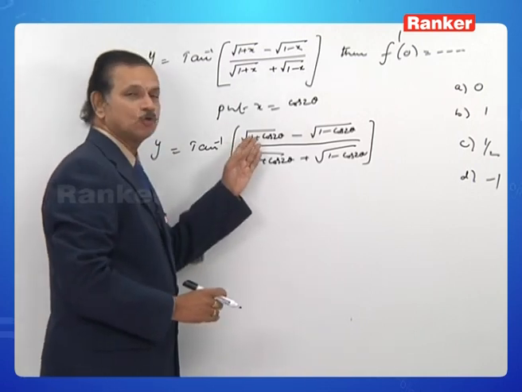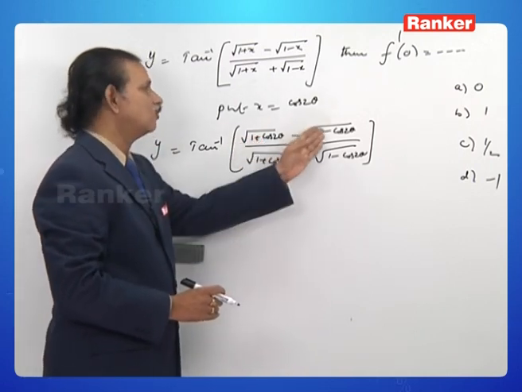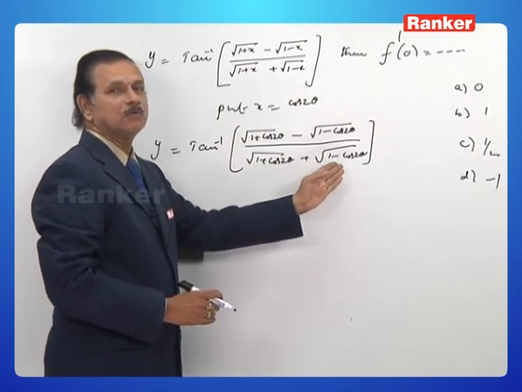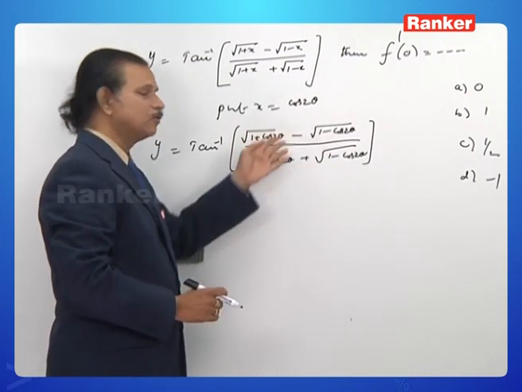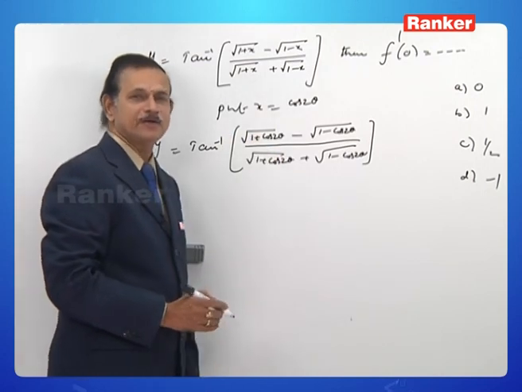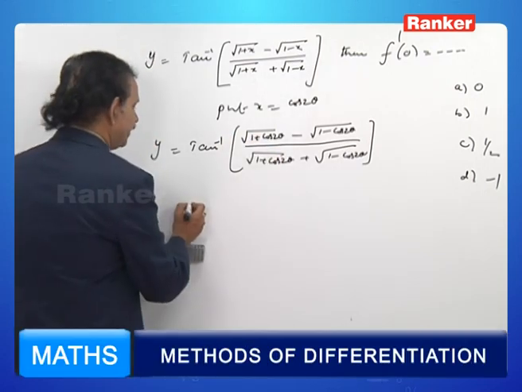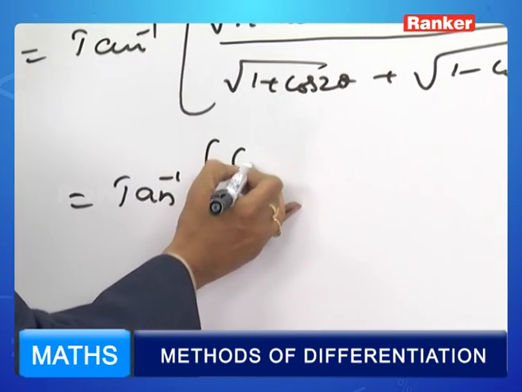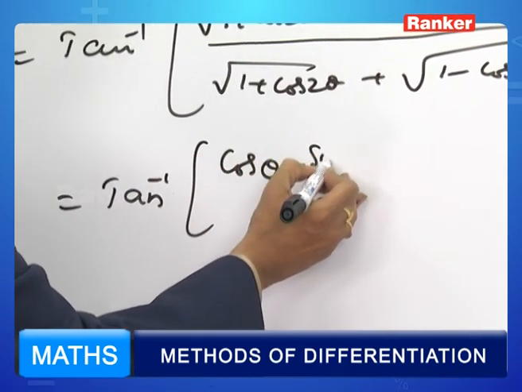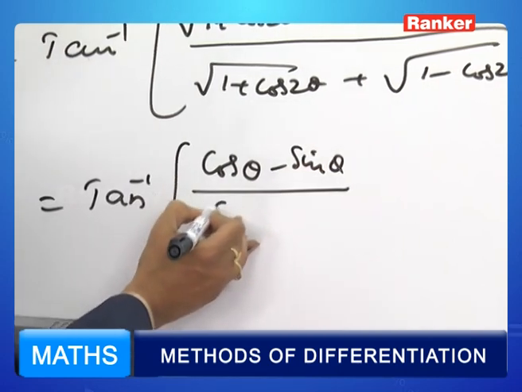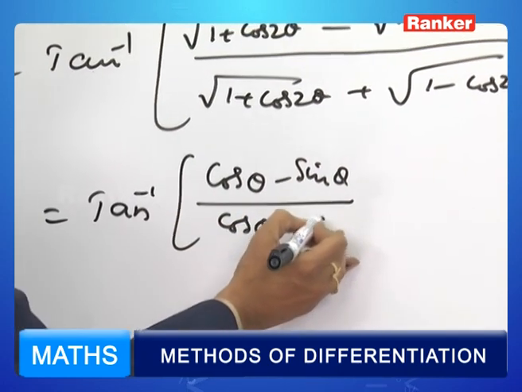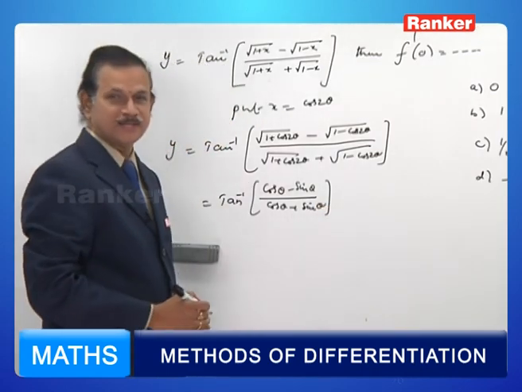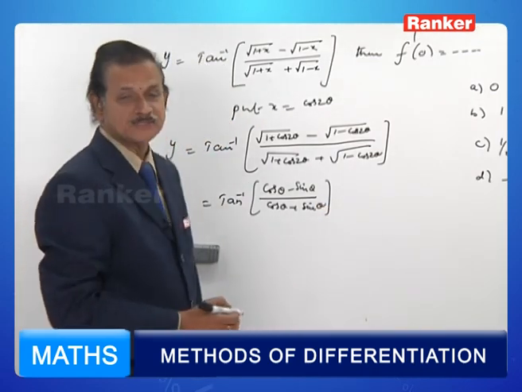It is root of 2 cos square theta, and root of 2 sin square theta, and root 2 can be cancelled in both numerator and denominator, so that you will be having tan inverse of cos theta minus sin theta by cos theta plus sin theta.